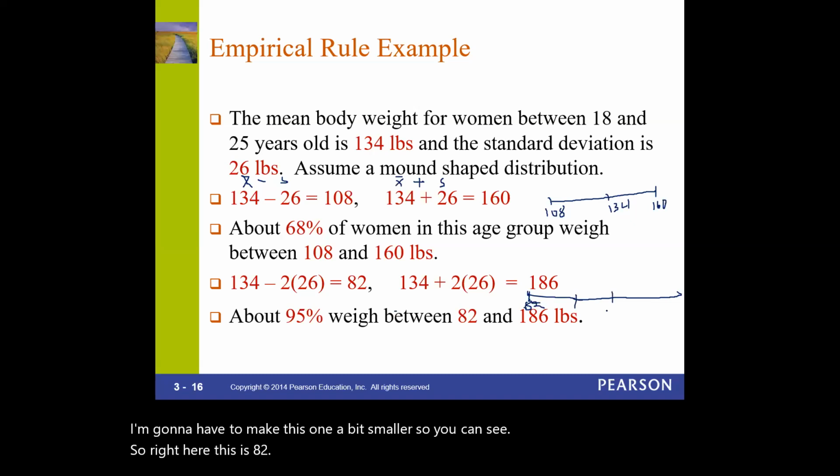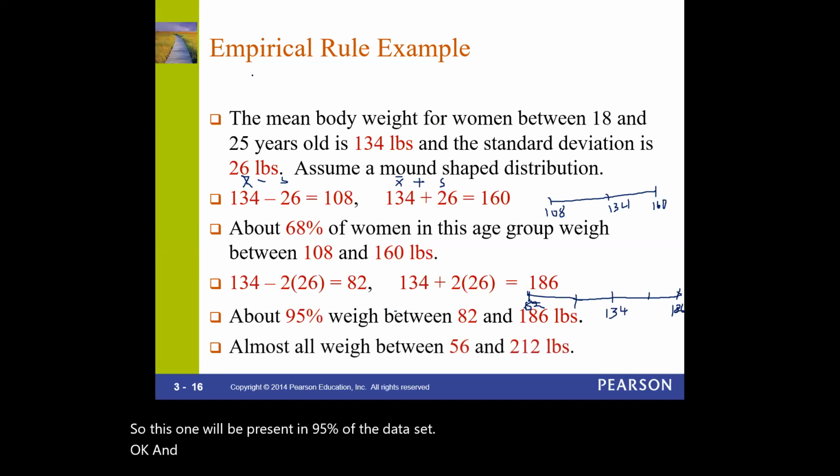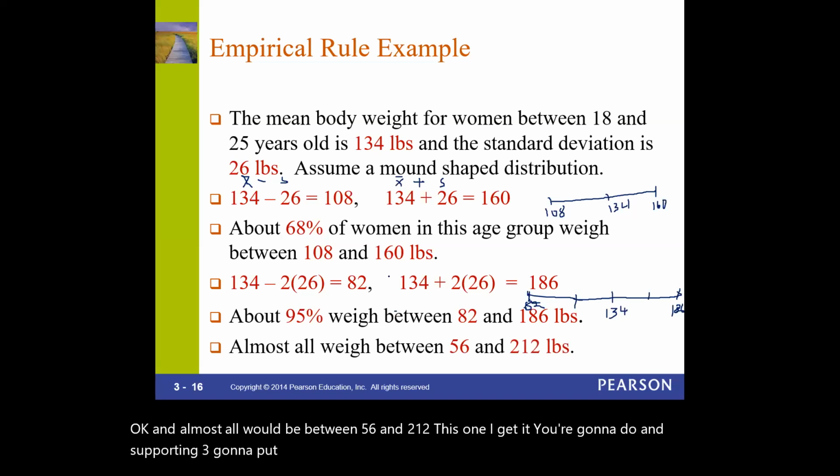This is the 134. And this one will be 186. So this one will represent 95% of the data set, okay? And almost all will be between 56 and 212. This one, you're going to put 3 instead of 2. I think it makes sense, right?